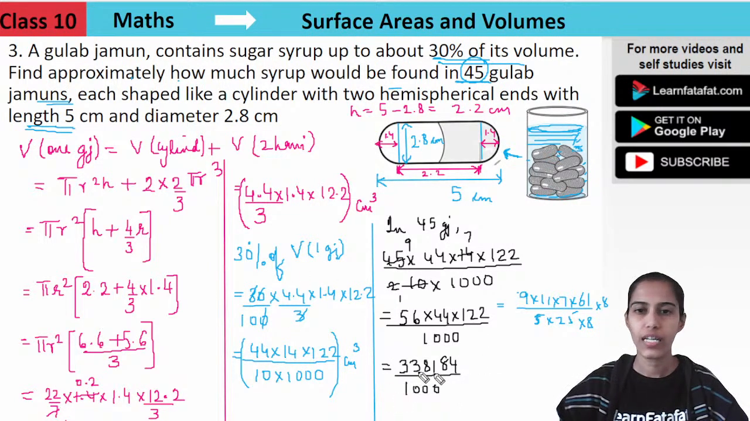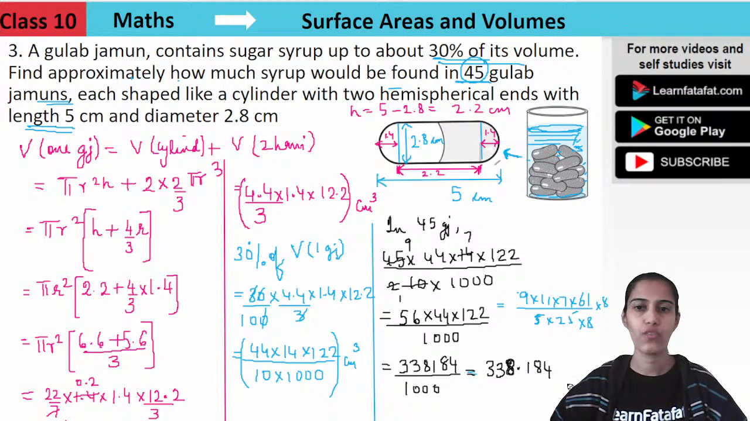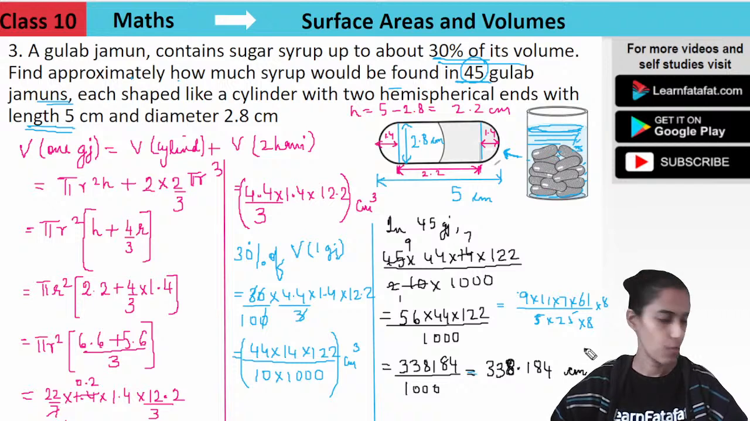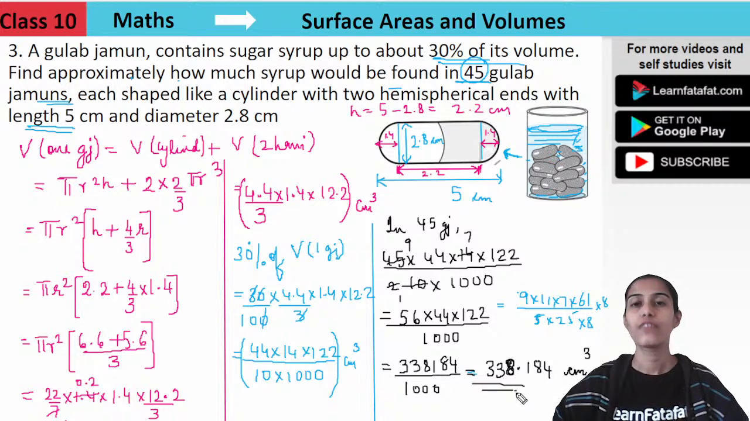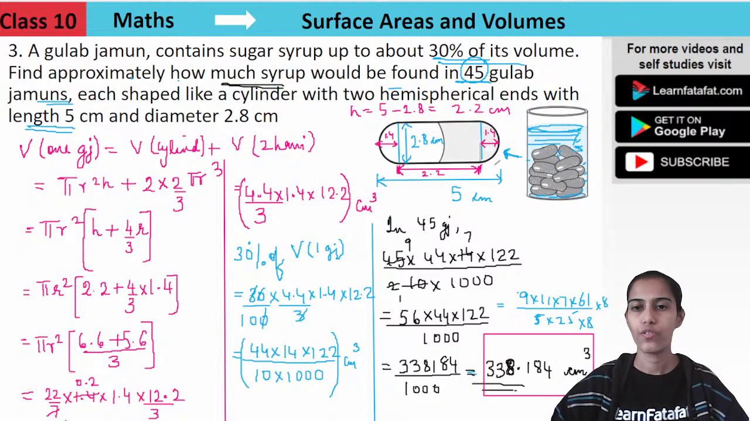So this is what we will get, and it is easy to write because the denominator is 1000. That's why I can easily write this as 338.184, and the unit is cubic centimeter. Okay, so this is my final answer. How much syrup will be found? In these 45 gulab jamuns I will find syrup equal to 338.184 cubic centimeter.